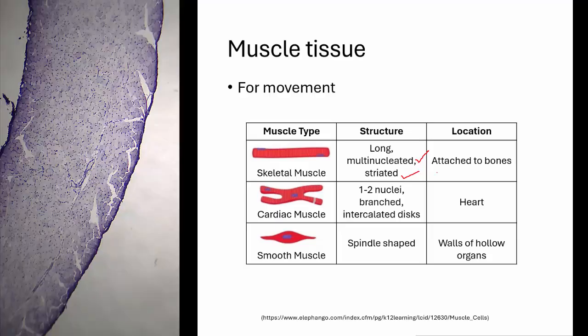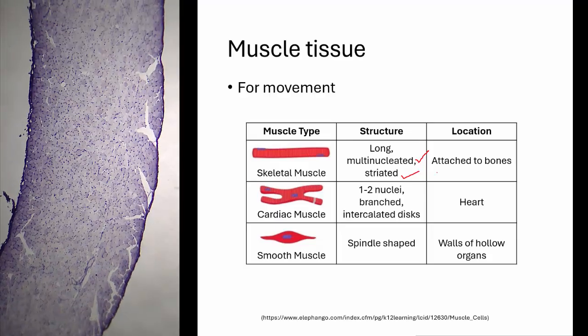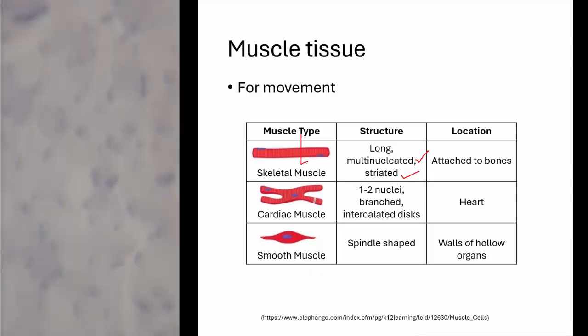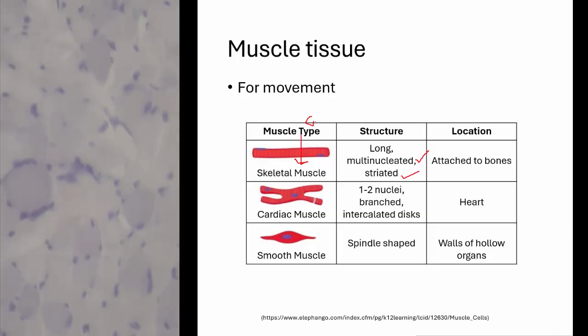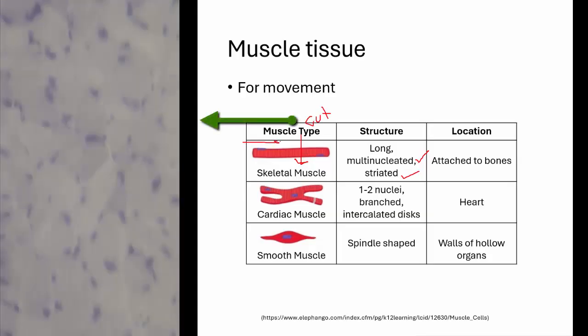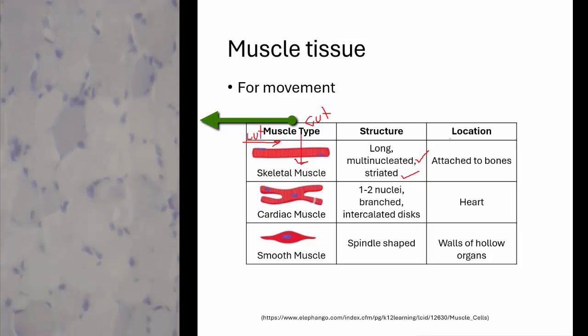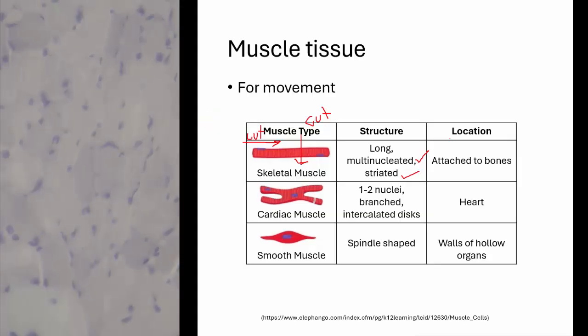If you're unlucky, instead of a longitudinal section, you get a cross section. As you can see, this is actually quite good because you can sort of make out that there's more than one nucleus per cell, but you can't see the striations or any other indications. But in a single slide, you might see both, so that will help you out.